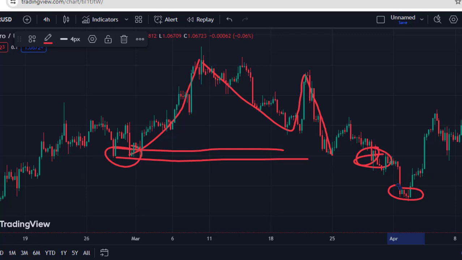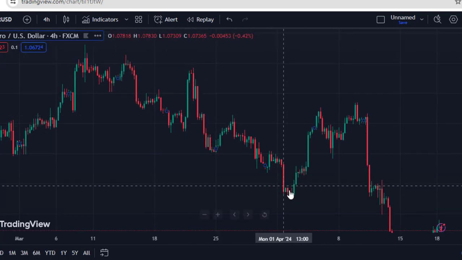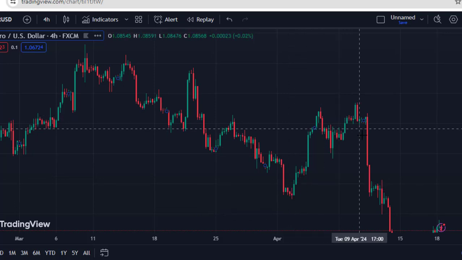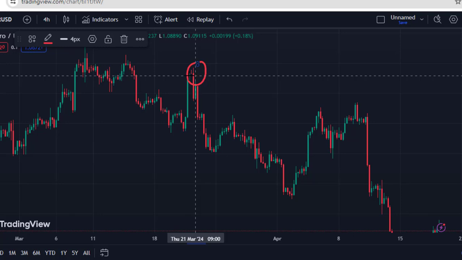Now, another example here is for you to see this movement. After the market broke structure, we see the market continue downward. Now, if you look at this, this was the first fail swing that we have in the market. So this is now our reference point.